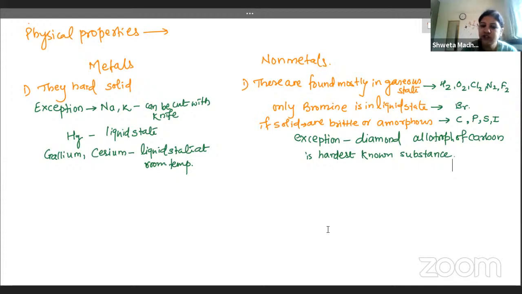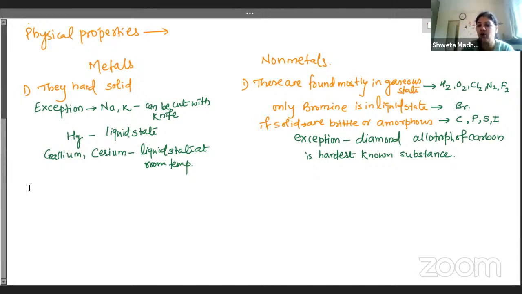Phosphorus is also found in two forms, yellow phosphorus and white phosphorus. Sulfur is also there. Sulfur also possesses allotropes. Understood what you mean by allotrope? Physically, they are completely different, but chemically, they are exactly similar.